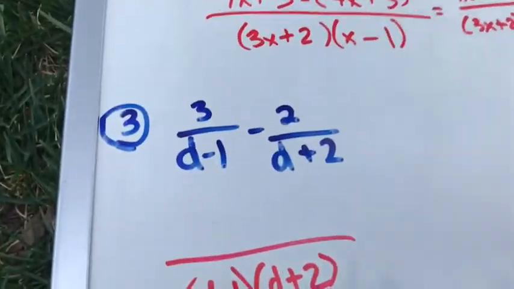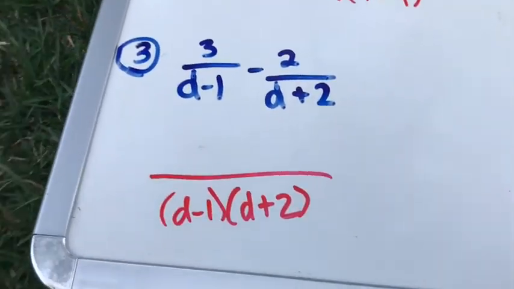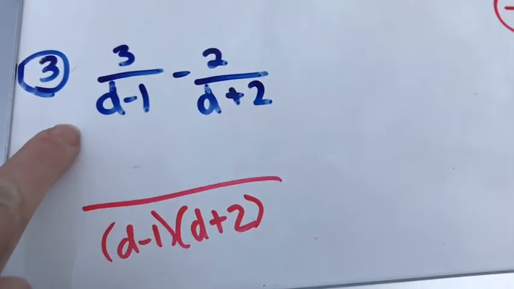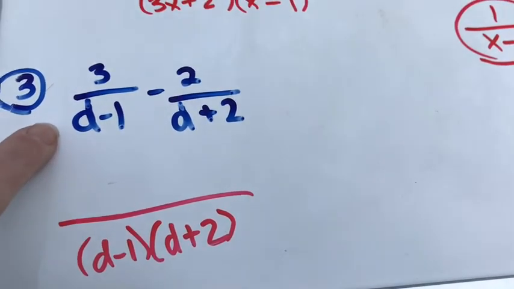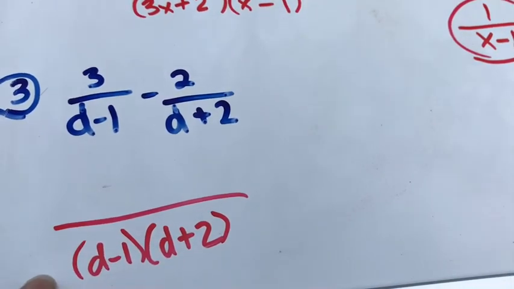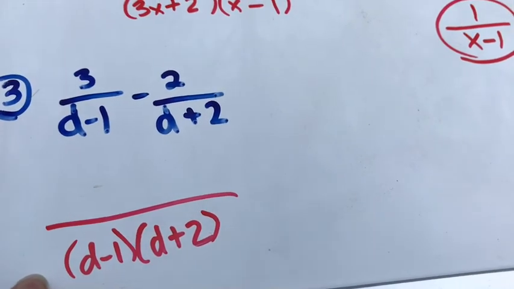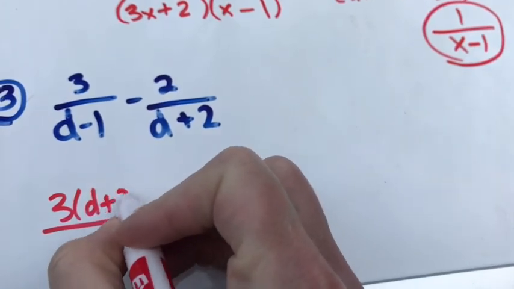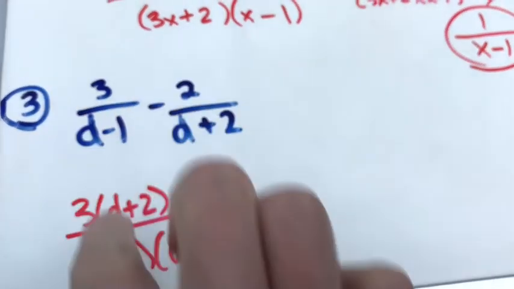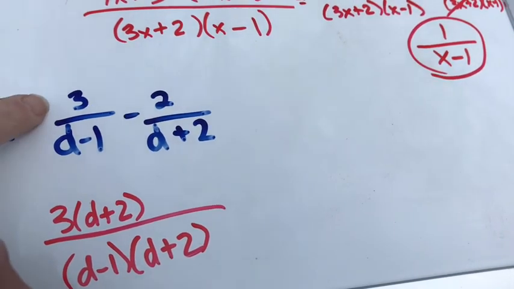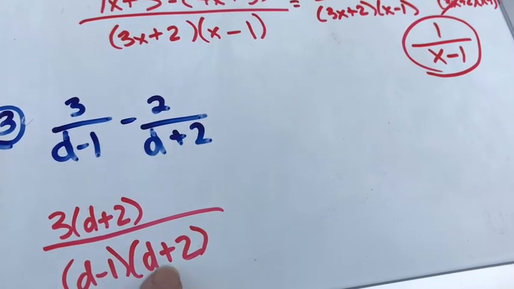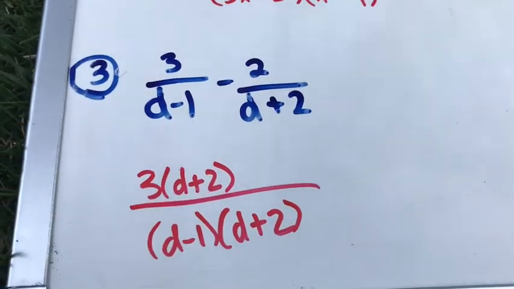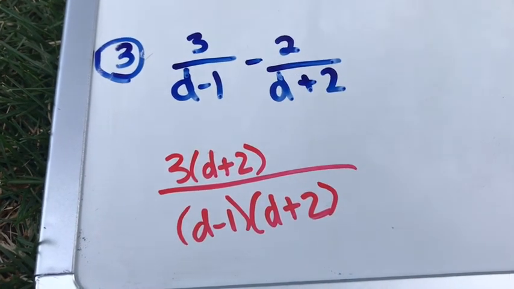Remember when we were finding a common denominator with regular fractions? We looked to see what we had and what we needed to multiply by. For this one, we have the d minus 1, but we don't have the d plus 2. So we're going to multiply the 3 by the d plus 2. It's like multiplying the top and bottom by d plus 2. We multiply the bottom by d plus 2, so we have to do the same thing to the top, as if we're multiplying by just 1.